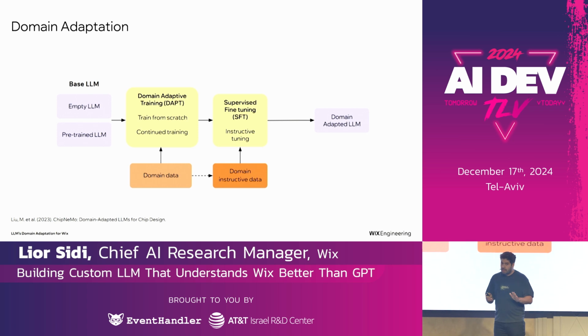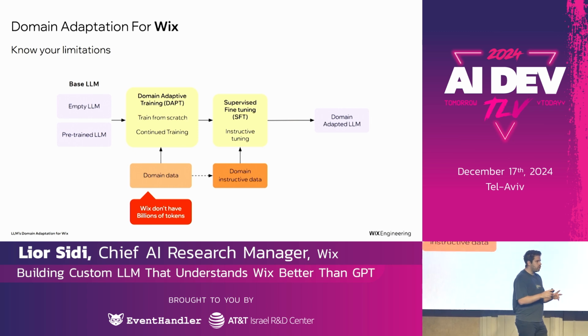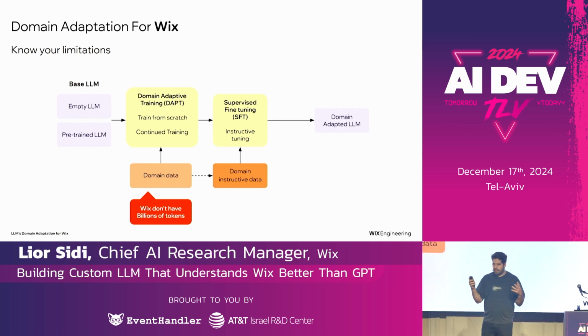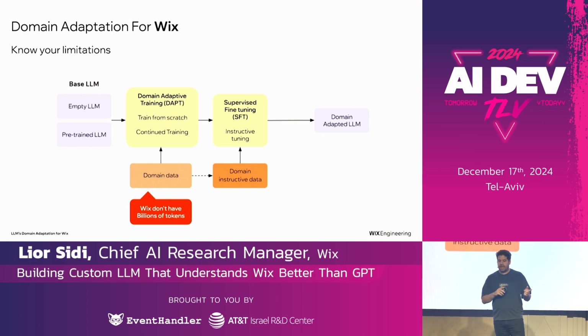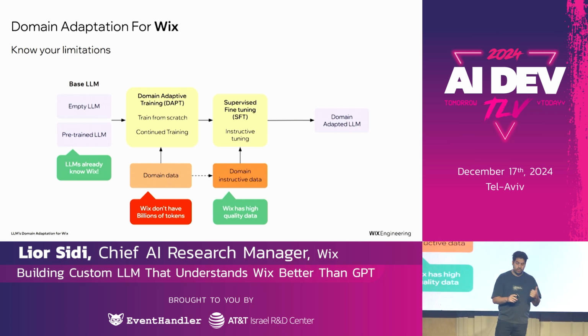But the real problem is that we need to understand our limitations. At Wix, we don't really have billions of data tokens that we can share. We have a lot of private data maybe, but we don't necessarily have billions of tokens that we can use. But on the other hand, we have two benefits in this scenario. One benefit is that LLMs already know Wix and know the domain of building websites and working with the tools. So this is the main advantage.